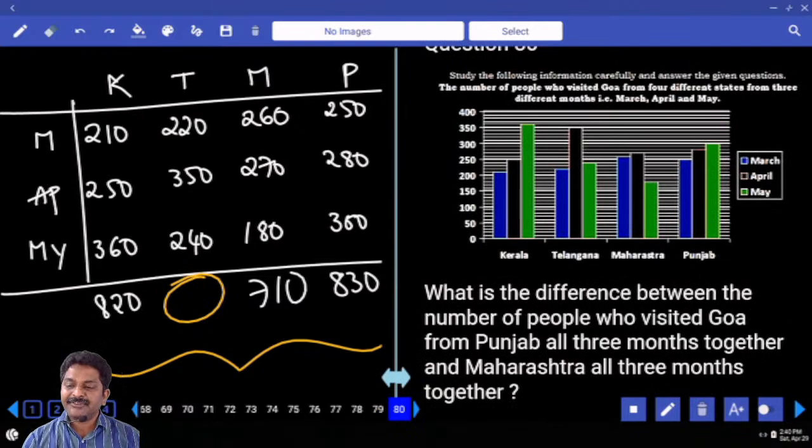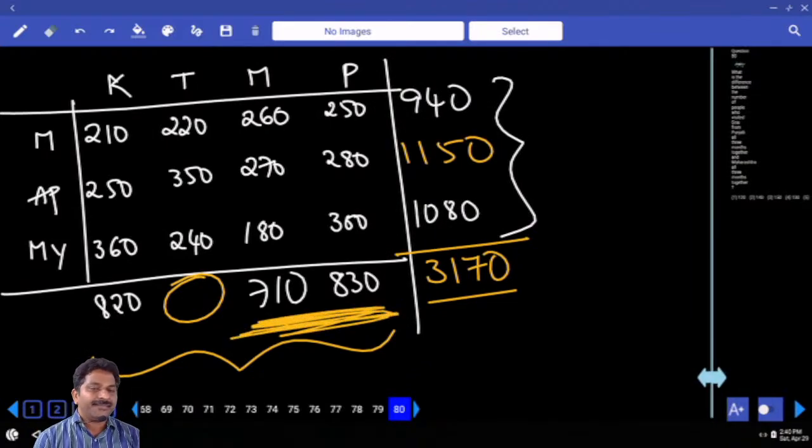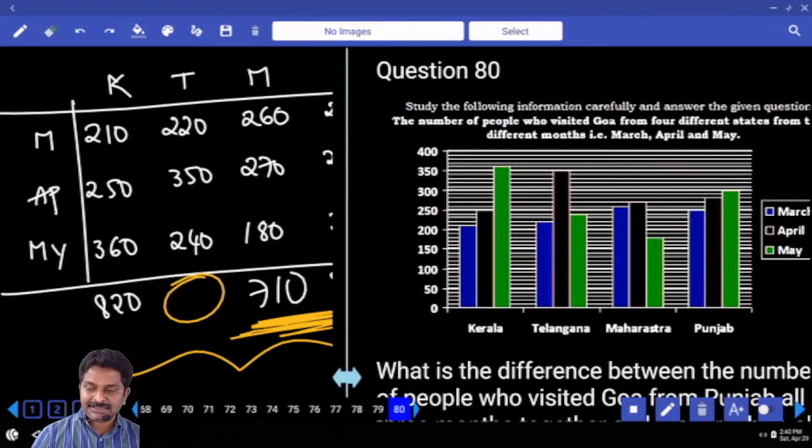Okay, now what is the difference between the number of people who visited Goa from Punjab in all 3 months together and from Maharashtra in all 3 months together? We can reuse the data. Yes. For some other question, we already calculated that. The difference between 830 and 710 is what the question asks. Answer: 120. Yes. Over.